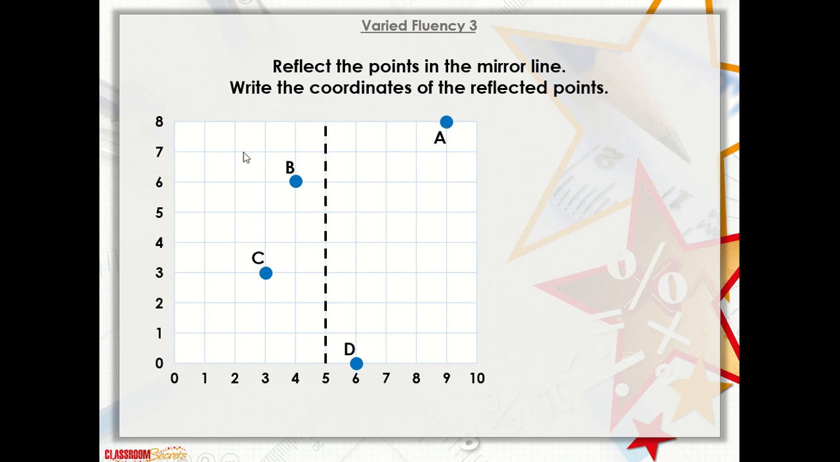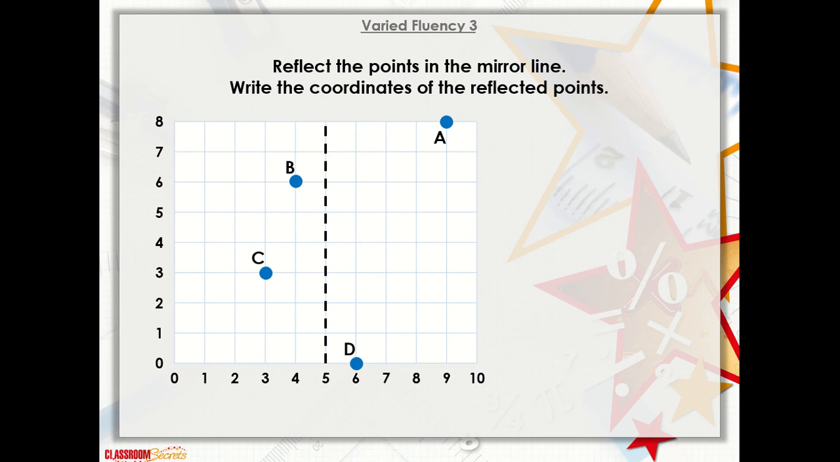Okay, I've got to reflect it onto the other side. So how many away from the mirror line is it? Well, it is 1, 2, 3, 4 along. So I'm going to count this side. 1, 2, 3, 4 along. My reflection of A will be there. What are the coordinates where my arrow is now? Well, it is 1 along and it is 8 up.